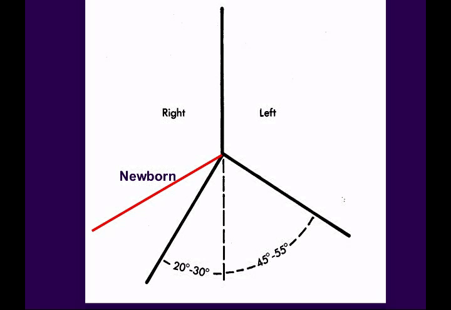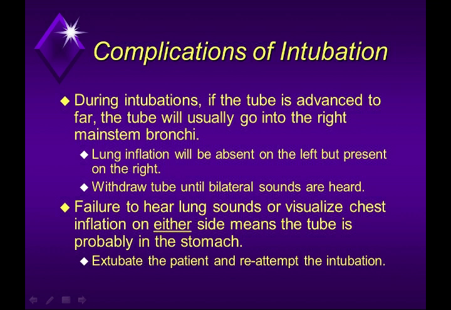And again, newborns are pretty much even, but for adult purposes, preferentially, if I place an endotracheal tube and I push it in too far, it's going to go in the right main stem. Okay? So that's what we're talking about here. During an intubation, there's 3 options you have. One, you put it into the trachea and it's in the right spot. Bitchin', we're all happy. I see lungs inflating equally on both sides.